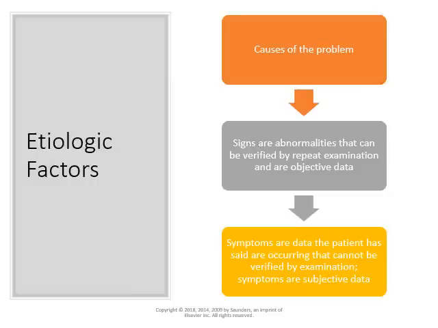So ask yourself, what is the difference between objective data and subjective data? Again, you must familiarize yourself with these two terminologies. Subjective data are data in which the patient tells you, and objective data will be the data you collect by examining the patient. So signs are abnormalities that can be verified by repeat examination. These are objective data. Symptoms are data that the patient reports to you that cannot be verified by examination, and these are considered subjective data.